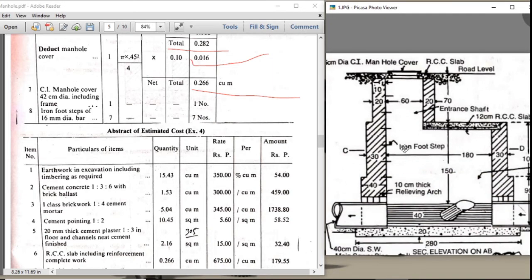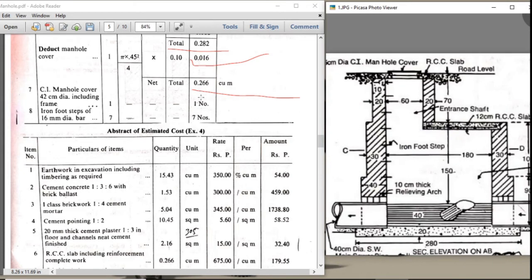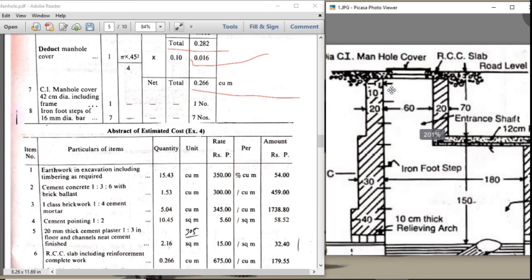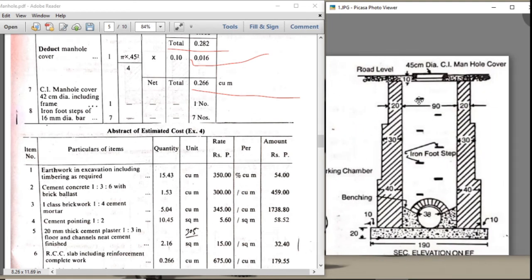Next, what is remaining? Manhole cover 42 centimeter dia including the frame. For the manhole we deducted, for the cover we have to take, that is one number. Okay, iron footsteps. See here, you can see clearly how many there are: 1, 2, 3, 4, 5, 6, 7. So 7 iron footsteps, 7 numbers. These are piecewise.